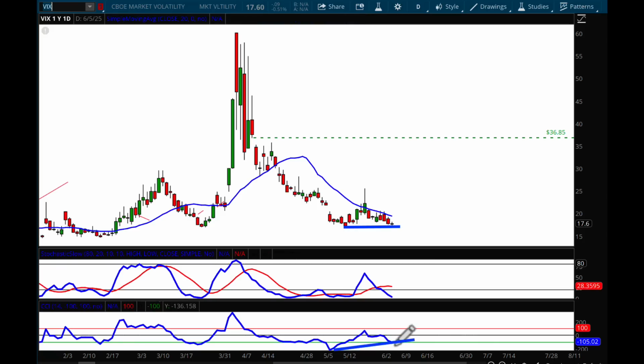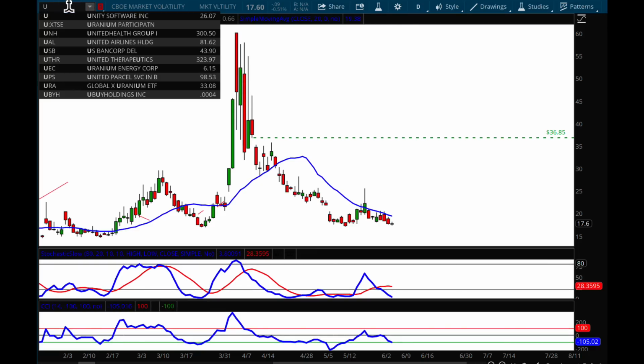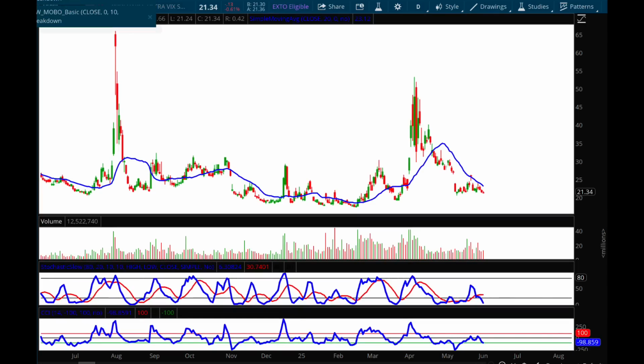Now, we as option traders have a UVXY position. Now, this was featured as one of the trades of the week, and this one still continues to be a good one.